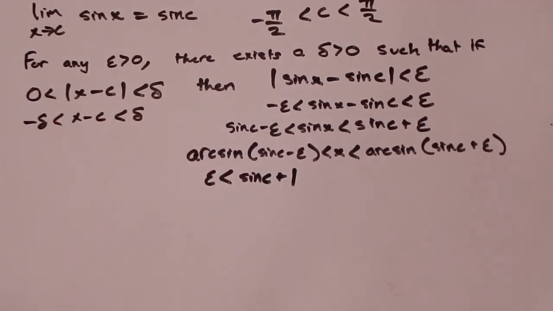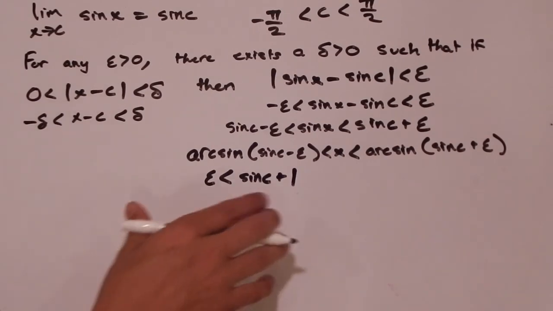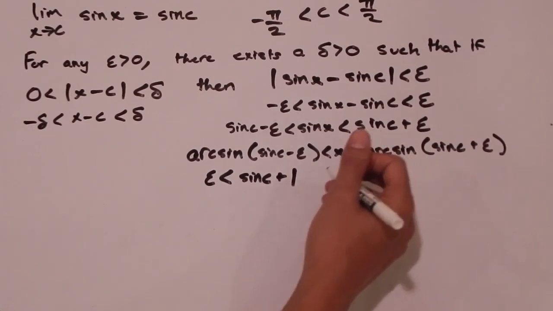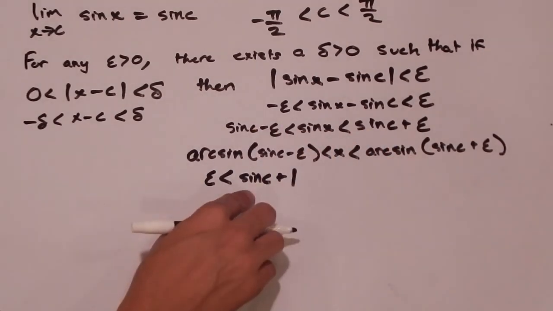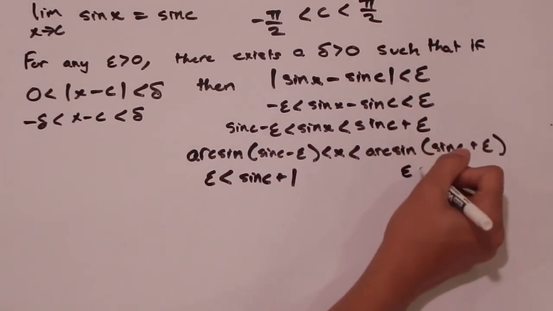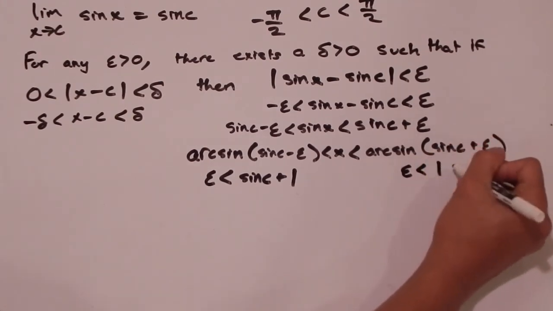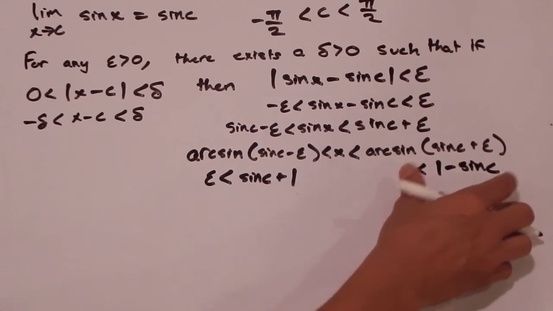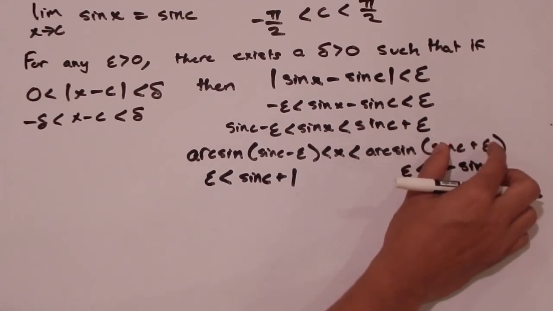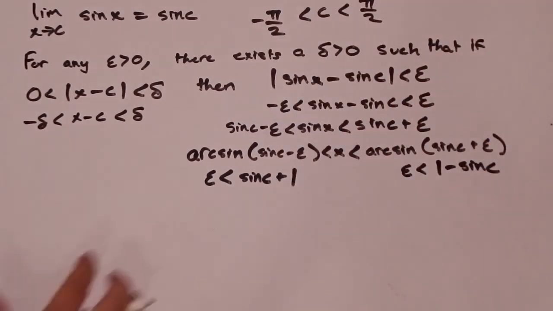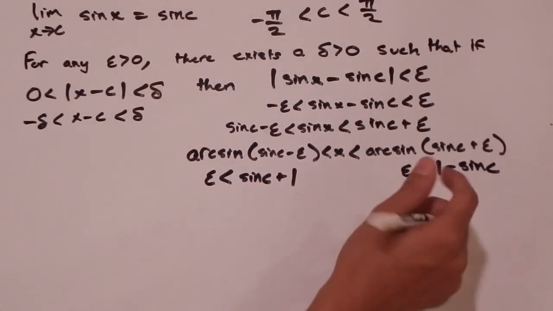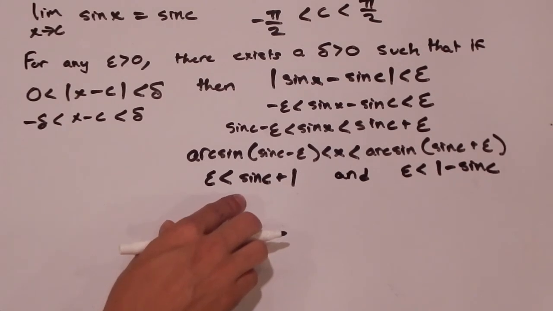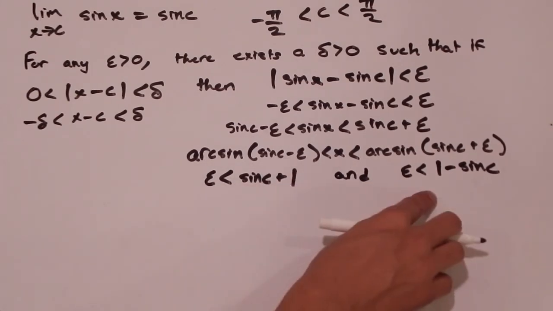And you might be asking, well, we have to show this for any epsilon value. For now, we're going to show it for specific epsilon values and then extend it. So epsilon has to be less than sine c plus 1, and here epsilon is going to have to be less than 1 minus sine c. And by being less than that, this is going to prevent this term inside the arcsine from being greater than 1. So we've placed two restrictions on our epsilon value, and it has to meet both of them. So epsilon has to be less than sine c plus 1 and 1 minus sine c.